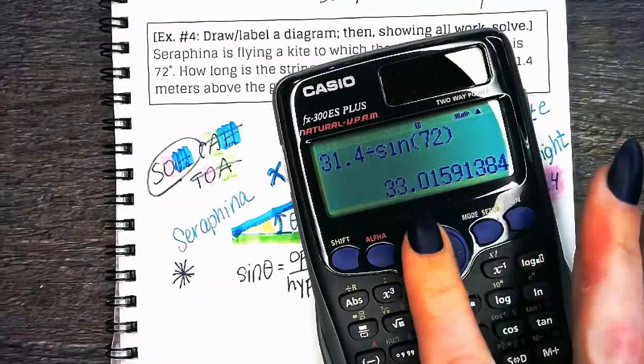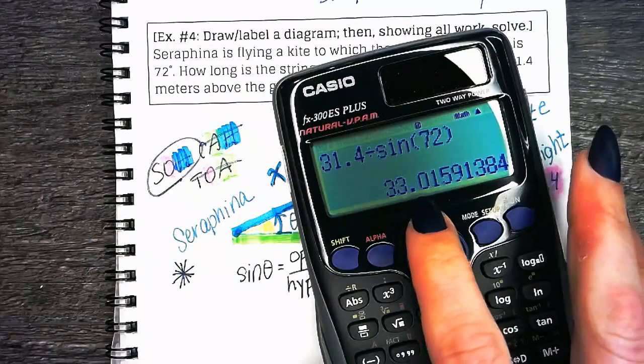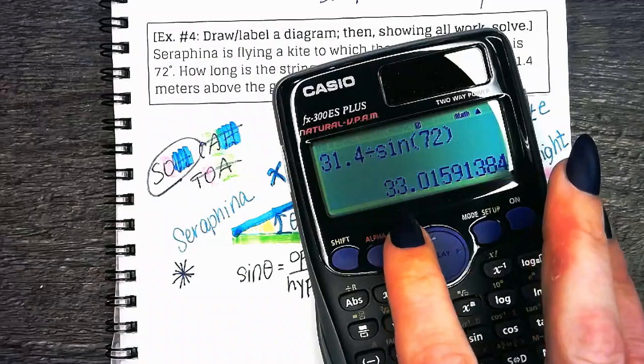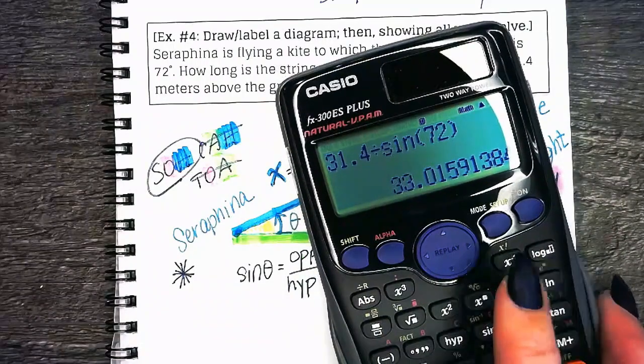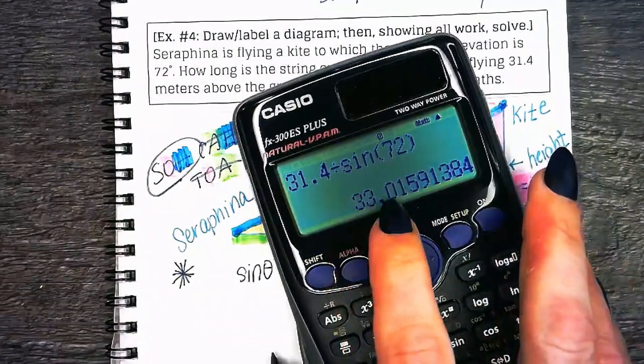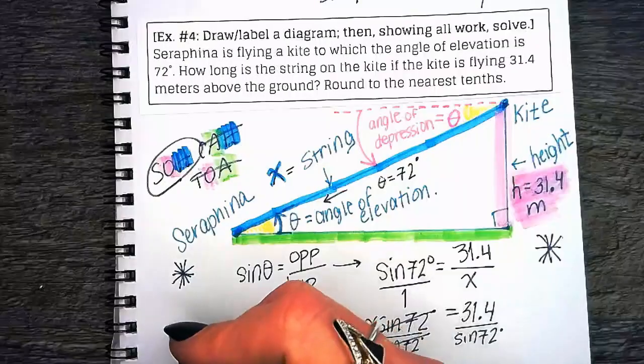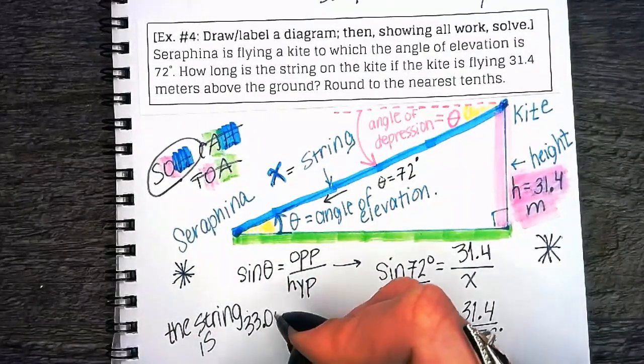When this happens, the 1 does not change that 0. You don't write 33, you write 33.0. If it says round to the nearest tenths, you give that decimal place. The string is 33.0 meters long.